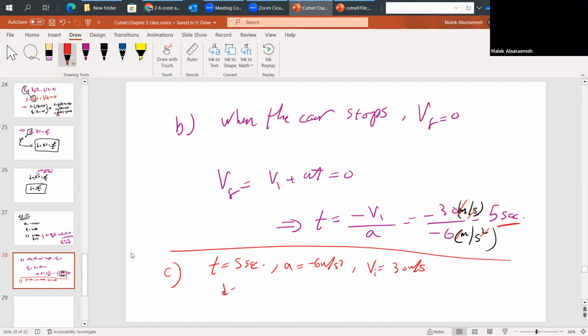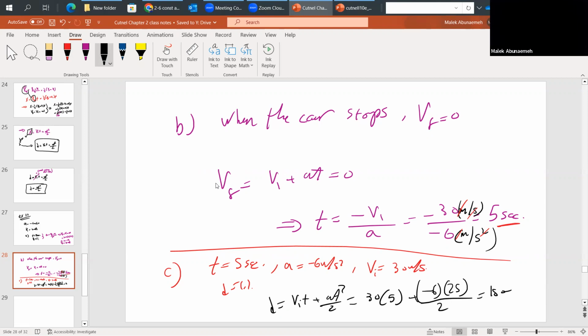We're looking this time for your distance, which is VIT plus AT squared over 2. So this is going to equal 30 times 5 plus minus 6 times 5 squared, which is 25, divided by 2. So you should get 150 minus 75, and your answer would be 75 meters. So your distance traveled is going to be 75 meters.